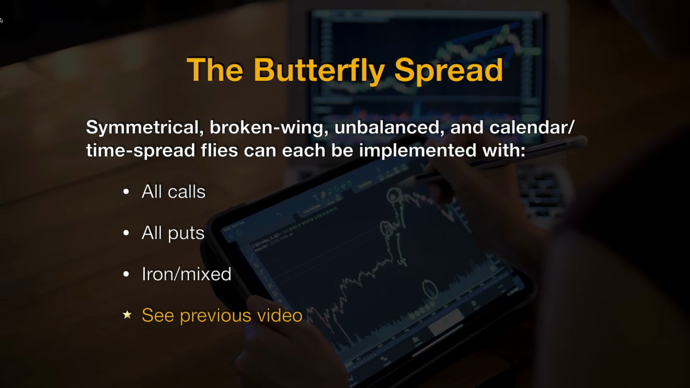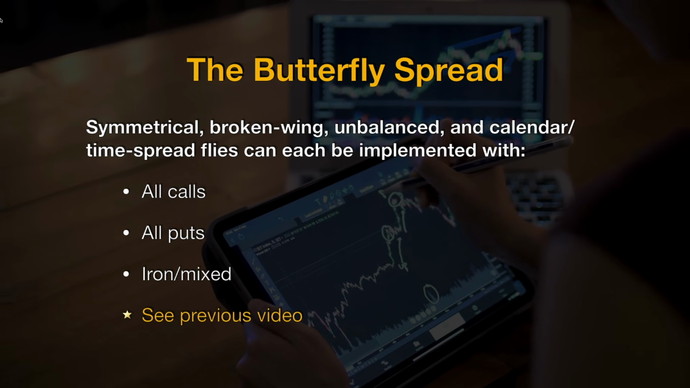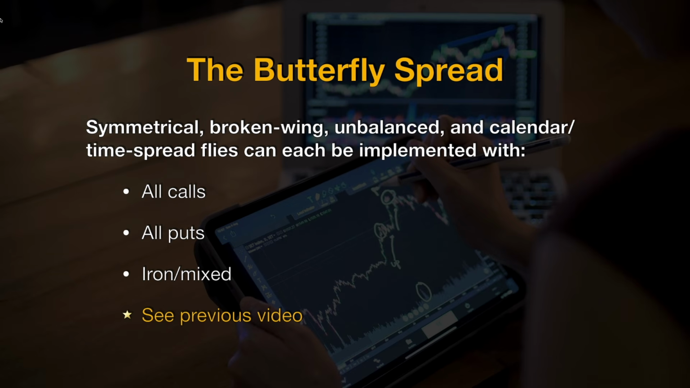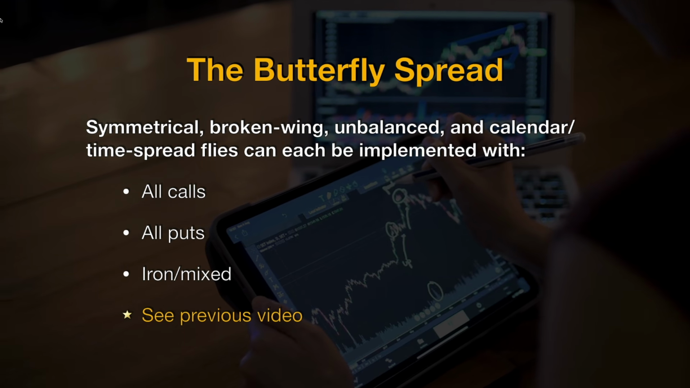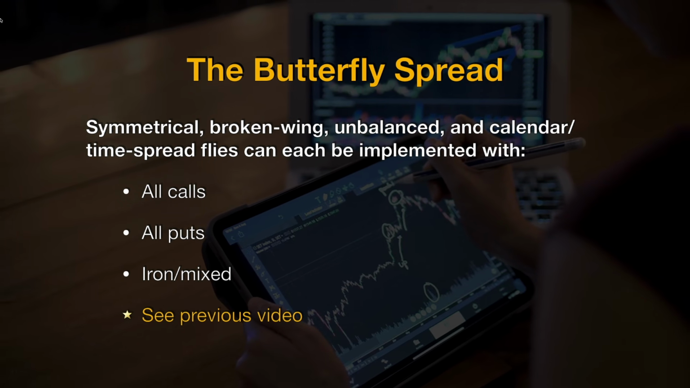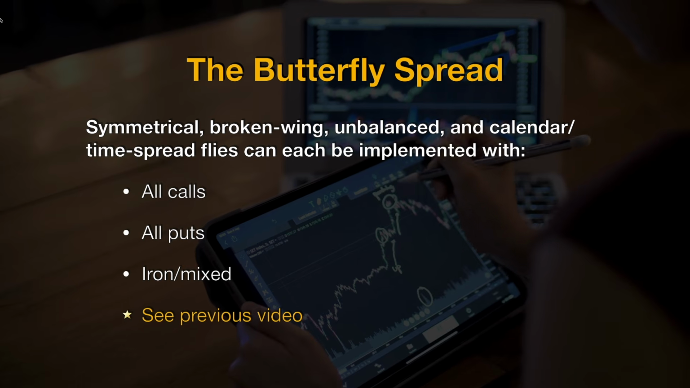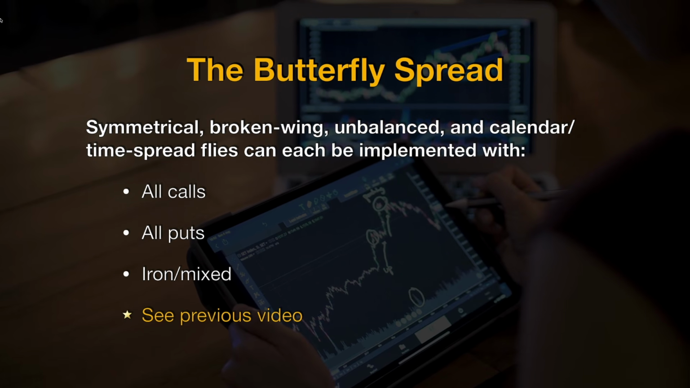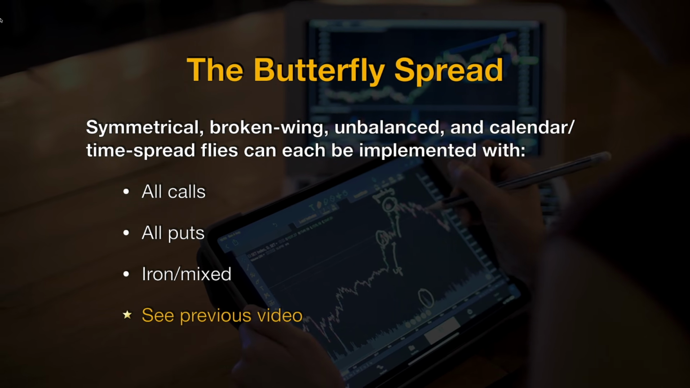One thing that I want to note is I tend to favor building out structures using all calls or all puts, depending on which side skew is most prominent. So in equities, a lot of times we see put skew. In that scenario, I tend to favor building out these structures using all puts. In commodities, a lot of times you see call skew. And in that scenario, I favor building out these structures using all calls.